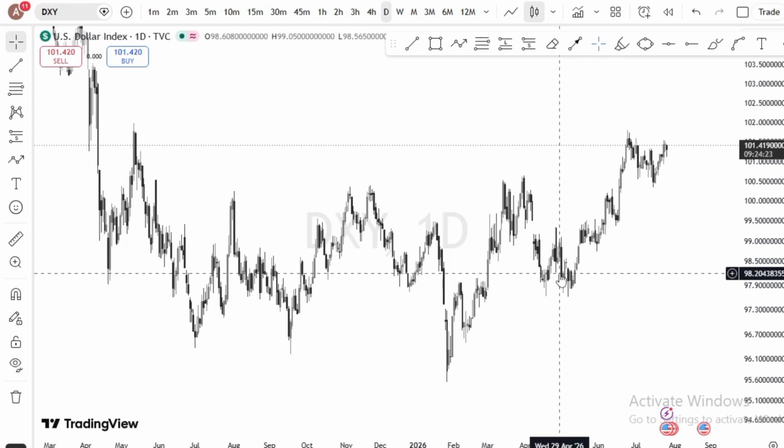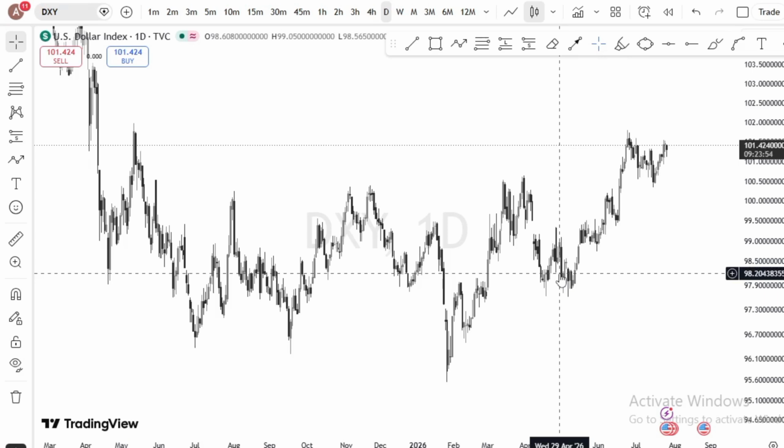So if DXY, or if the US dollar, is fundamentally and technically bullish, it means we are going to be selling Euro USD and GBP USD. But if the DXY is fundamentally and technically bearish, it means we are going to be buying Euro USD and GBP USD. Alright, so without further ado, let's start our analysis.